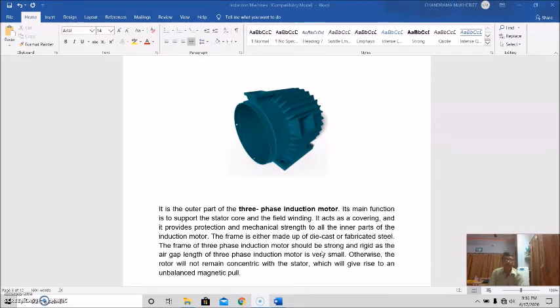The frame is made of either die cast or fabricated steel, and the frame of a three-phase induction motor should be strong and rigid, as the air gap length, you see, is 0.4 millimeter to 4 millimeter maximum, and so it is very small. Otherwise the rotor will not remain concentric with the stator, which will give rise to an unbalanced magnetic pull.